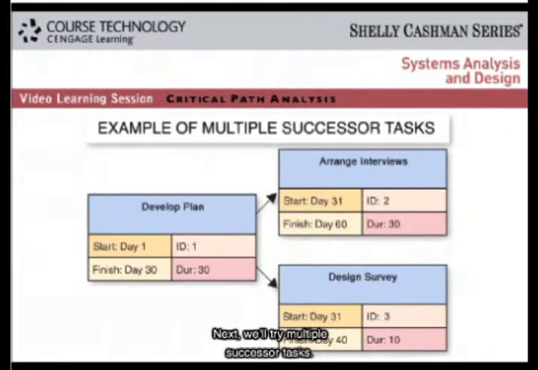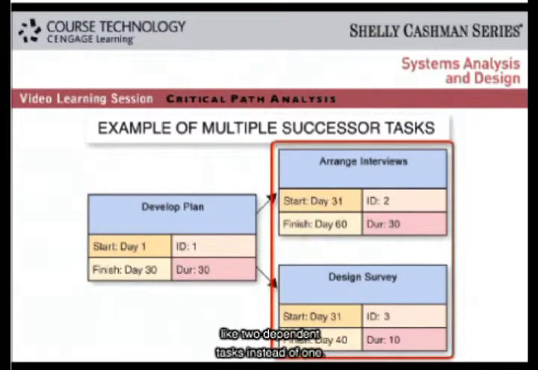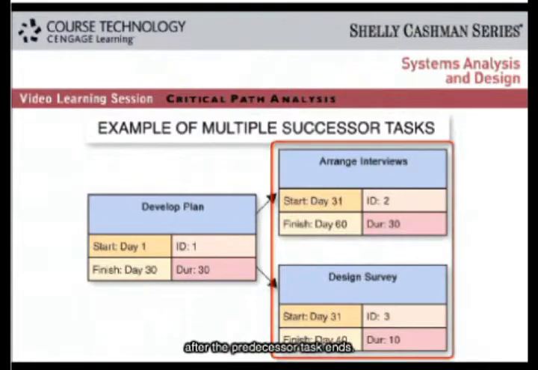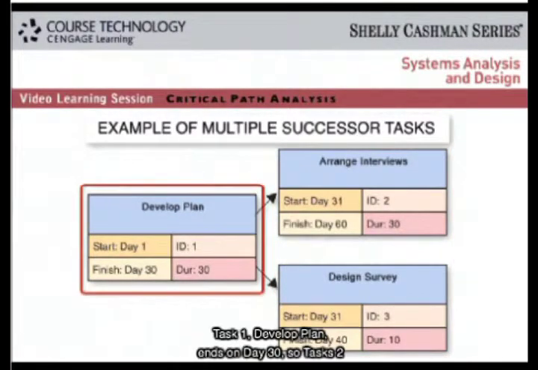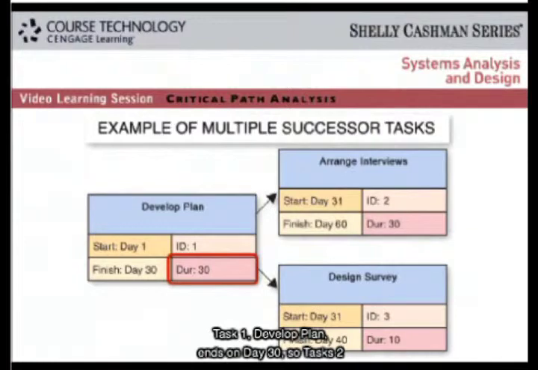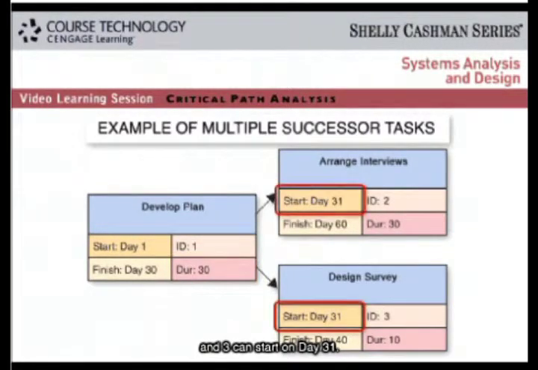Next, we'll try multiple successor tasks. Multiple successor tasks are like 2 dependent tasks instead of 1. Both successor tasks can start the day after the predecessor task ends. Task 1, develop plan, ends on day 30. So tasks 2 and 3 can start on day 31.